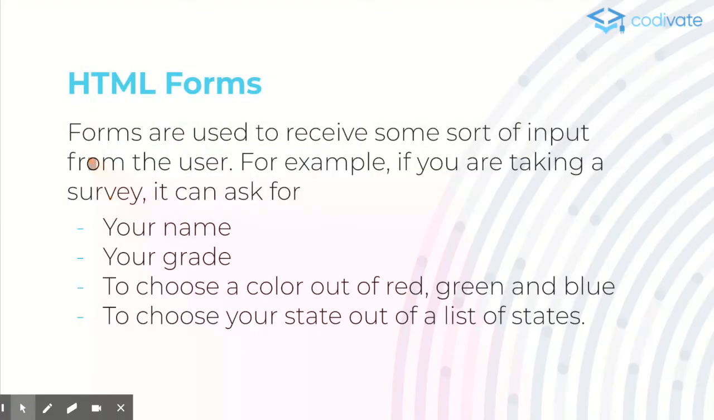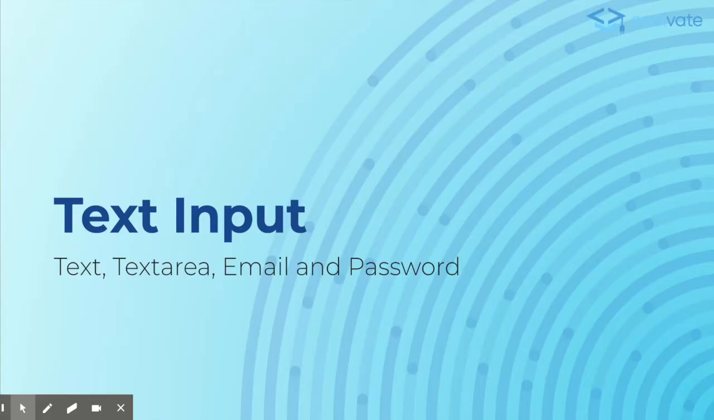So today we're going to go over HTML forms, and forms are used to receive some sort of input from the user. For example, if you're taking a survey, you can ask for your name, grade, to choose your favorite color, or choose a color out of red, green, and blue, out of a set of options, or to choose your state out of a list of states, which would be like the drop-down menu. So there's tons of different types of questions you can ask, and that's what forms are used for.